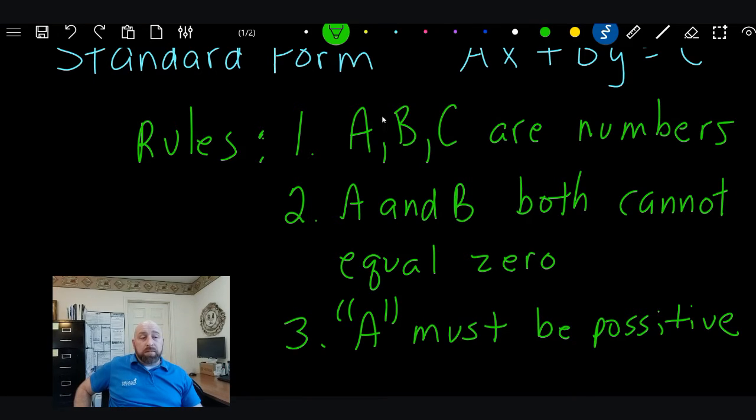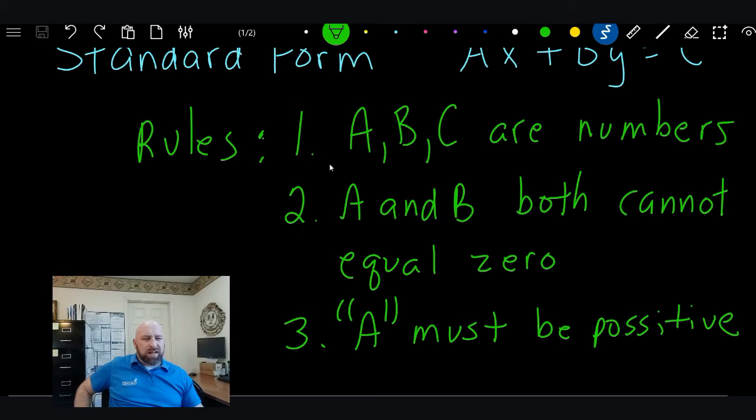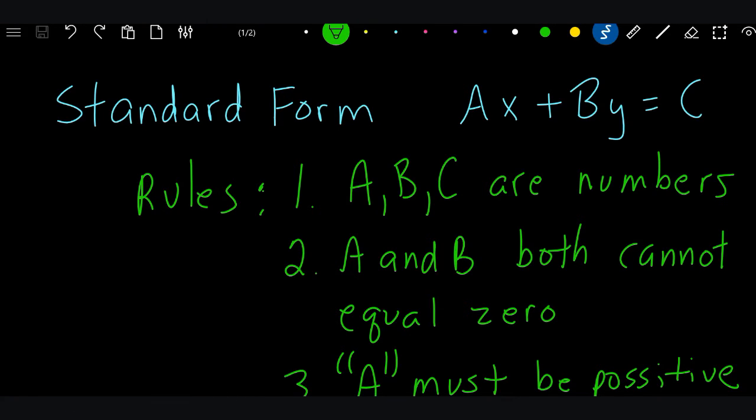A, B, and C have to be numbers. A and B both cannot equal 0. And A must be positive. All right, so there is your standard form. Make sure you understand that, and we'll work with it a little bit more. But standard form is how you want it to be set up when you're looking for the intercepts.